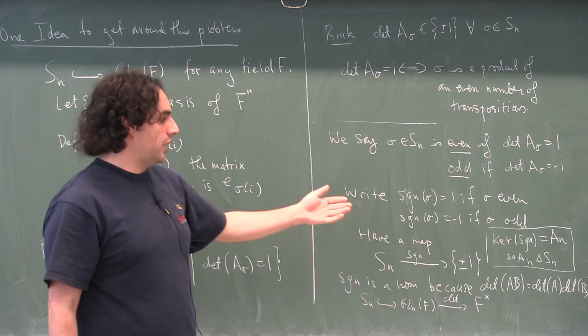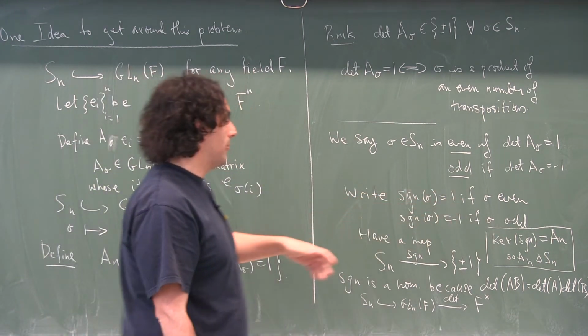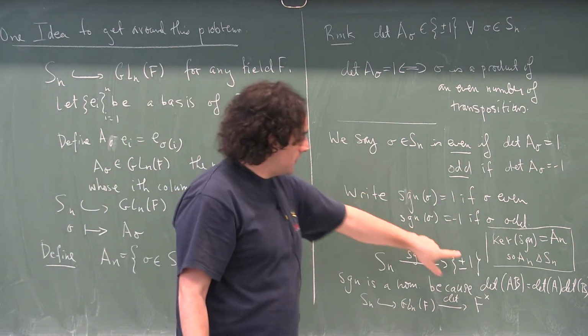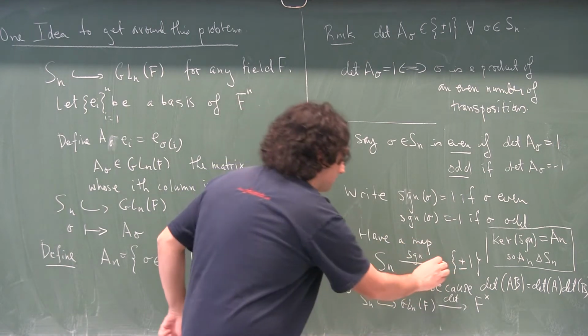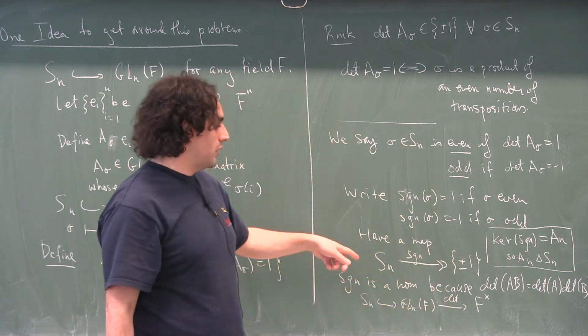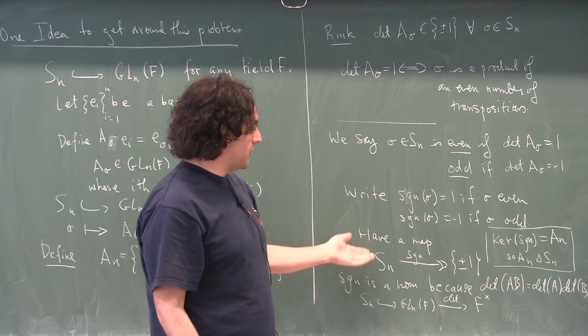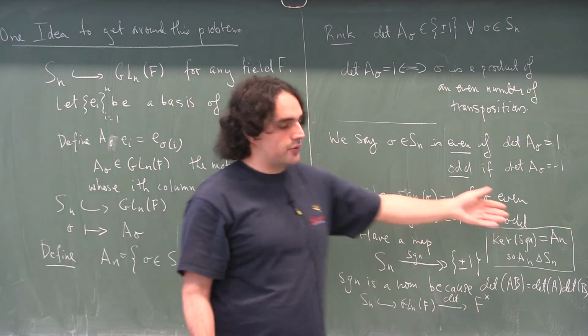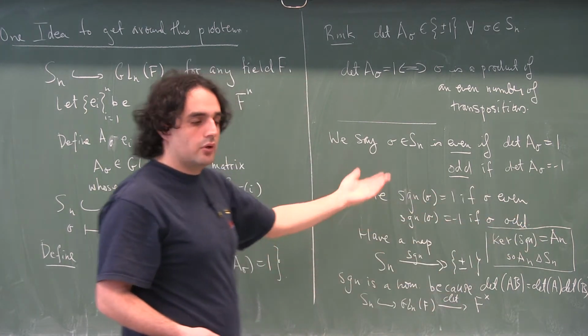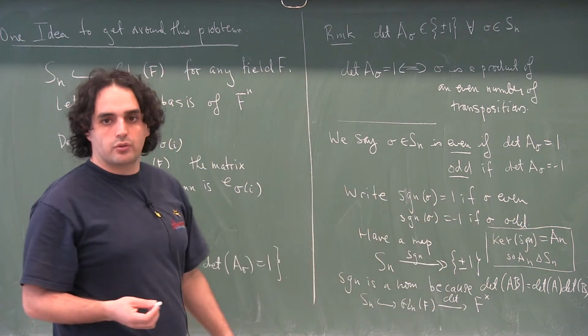Another way to know that An is normal in Sn is, well, this map is surjective. So An is really the kernel of this map, but also An is a subgroup of index 2. Every subgroup of index 2 is normal.